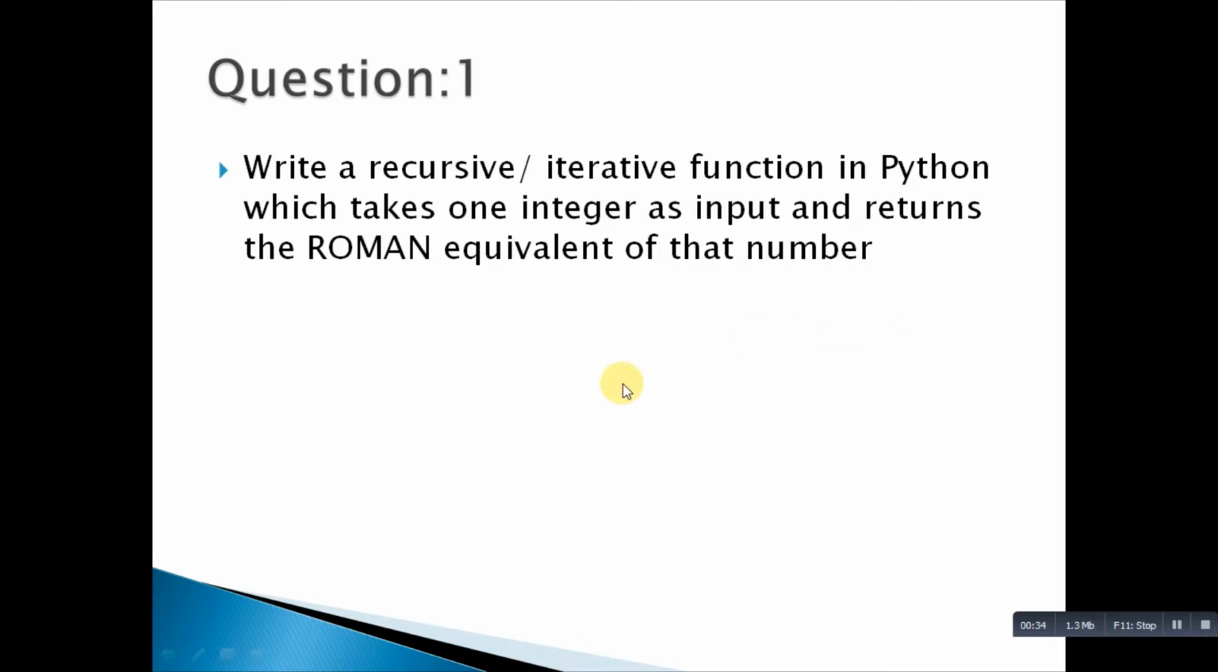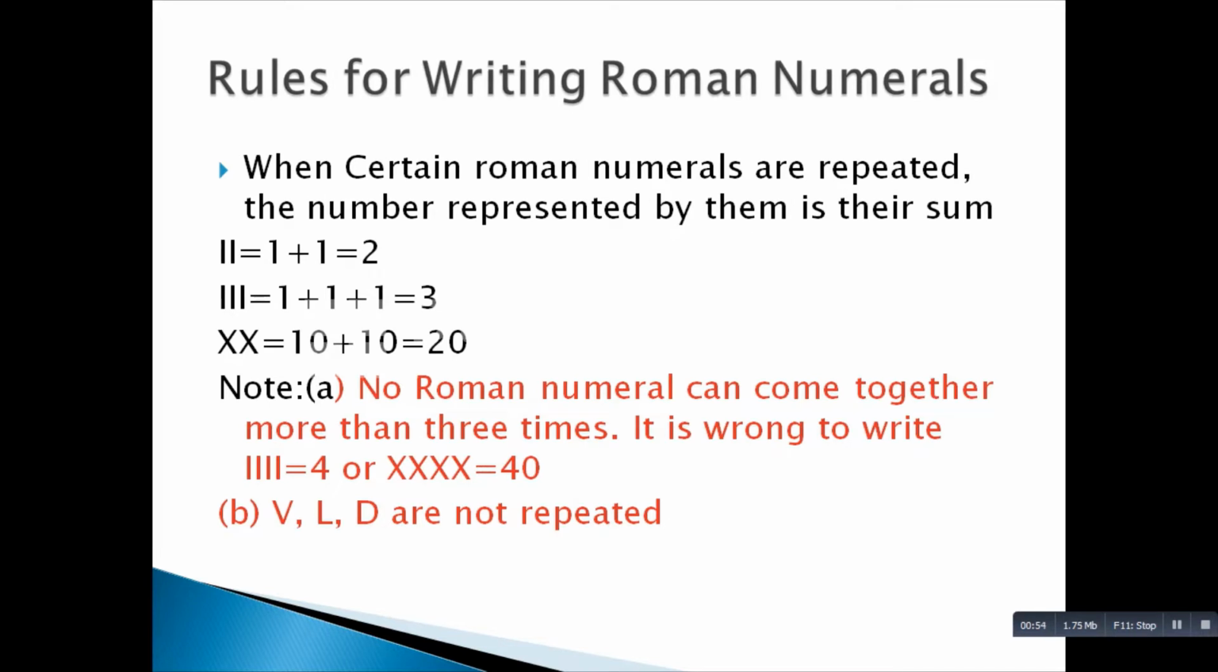Now, generally when we mention our class, in which class you are reading, we used to write it in Roman. Now, what are the different rules which govern this, we will find out first. The rules for writing Roman numerals are: when certain Roman numerals are repeated, the number represented by them is their sum. Like I've given you one example, I and I. If you write this, then it is equal to 1 plus 1. It is repeated twice, and therefore the meaning of this is 2.